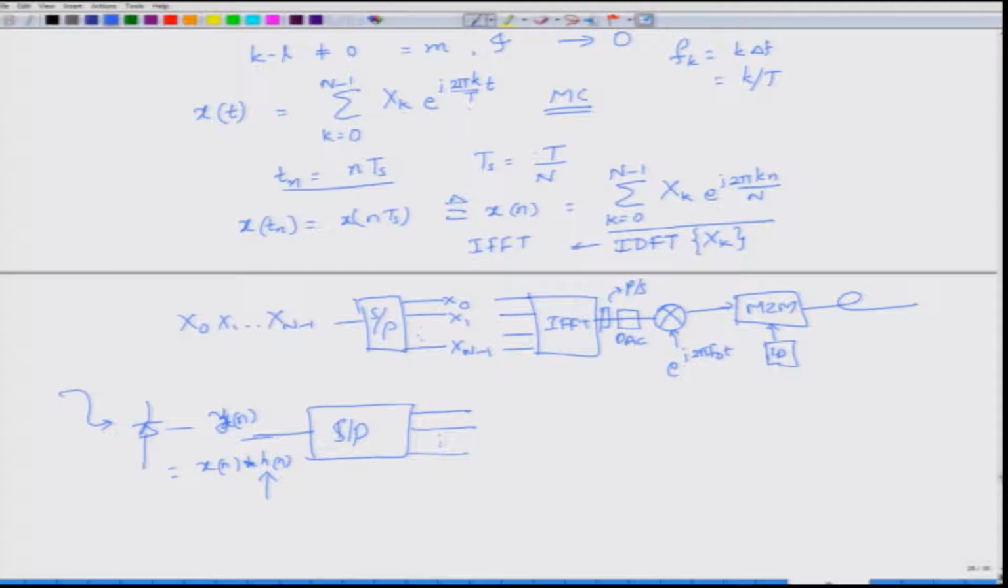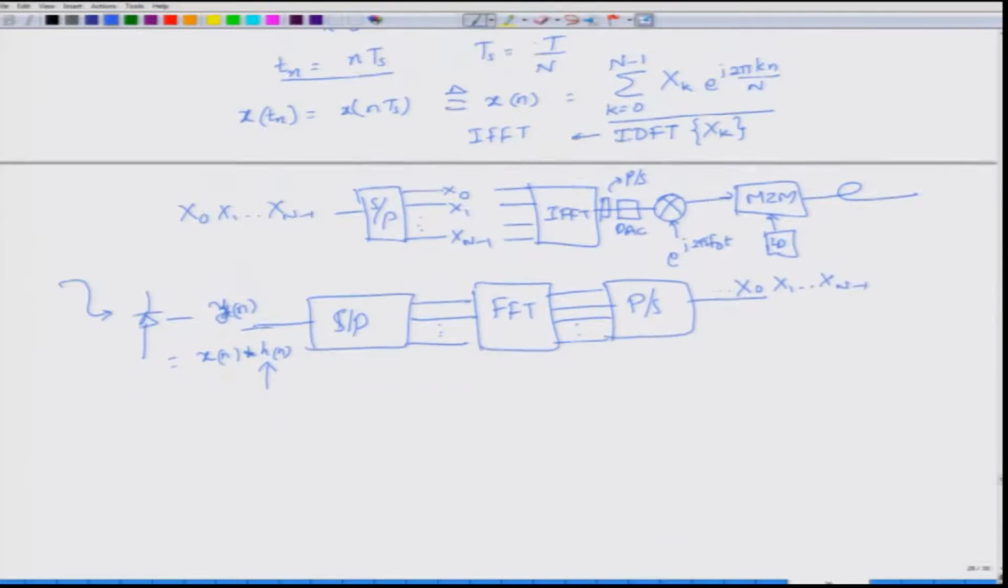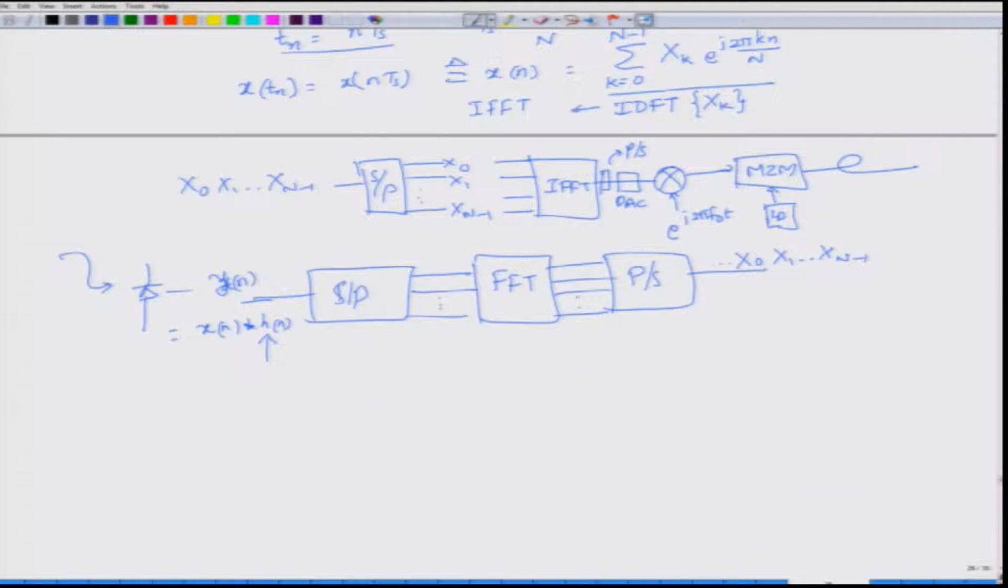So extract the parallel components, take the FFT of the sequence, and then convert this FFT output into a serial form. After the FFT you convert this into a serial using a parallel to serial converter, and what you get are the data symbols x0, x1, all the way up to xn minus 1. This of course assumes that everything in the world has gone right, so that there is no noise, there is no offset, there is no phase error. We will see all those effects in the next module.